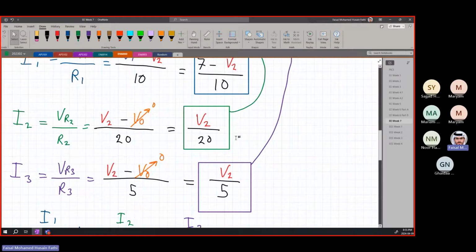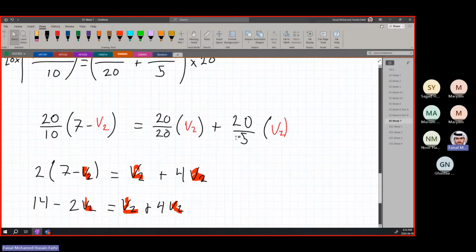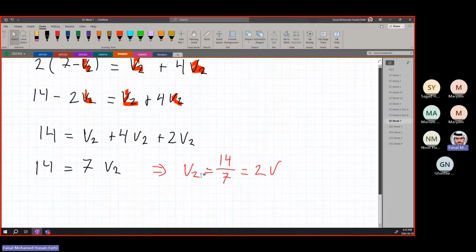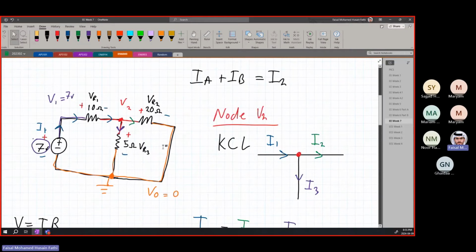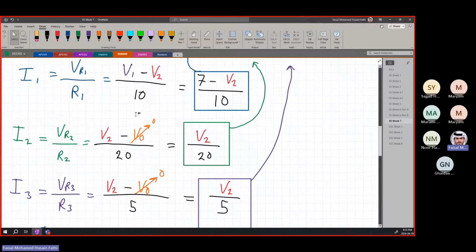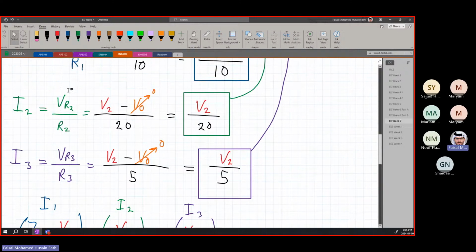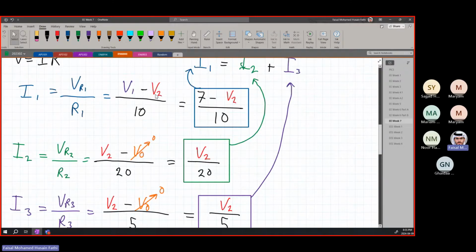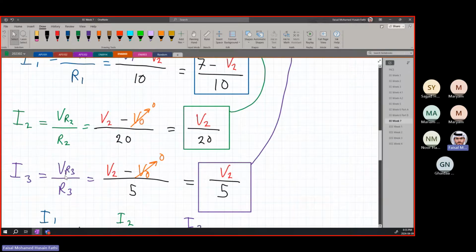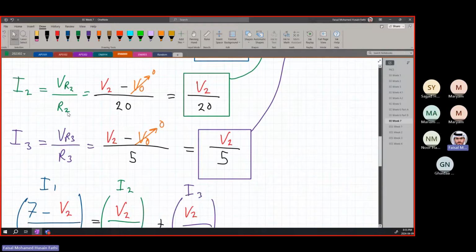The algebra part you should already be familiar with, and we just need to find voltage 2. Now that we found V2, we can also find the voltage across any resistor. We know that VR1 is equal to V1 minus V2, so we plug in 2: 7 minus 2, so VR1 is 5. And VR2 is equal to VR3 because they are both V2 minus 0, so they are both equal to 2.